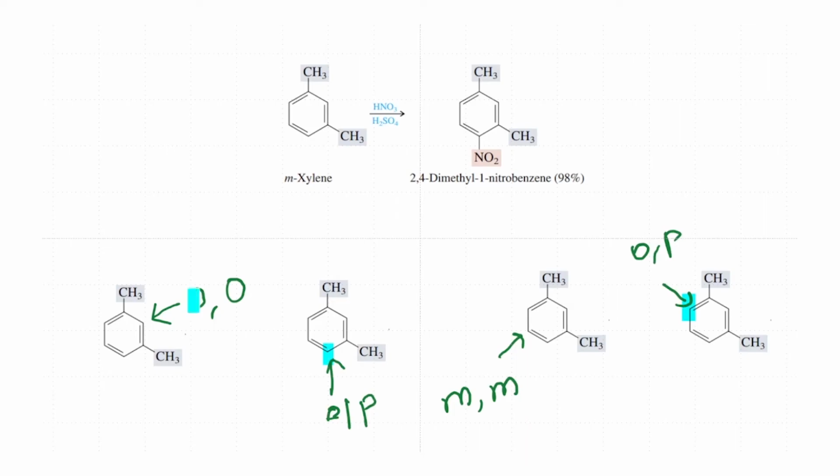So basically we have three choices here, and one can conclude that the meta substitution is unlikely given that the methyl group is ortho-para directing. And now between these two choices, we would prefer this one here. The reason for that is that there is some steric hindrance when you have two substituents at the ortho position, and therefore the attack on this carbon is unlikely. So this model helps us explain the excellent yield of 2,4-dimethyl-1-nitrobenzene in this reaction.